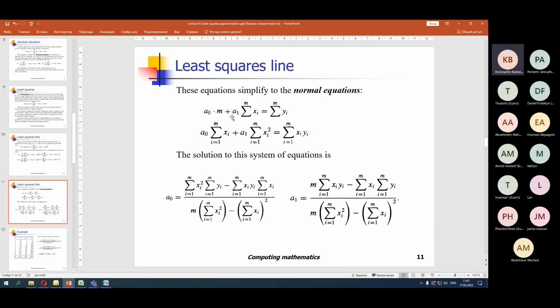times m plus a1 sum of xi equals sum of yi. This is the first equation, and the second equation is a0 sum of xi plus a1 sum of xi squared equals the sum of the products xi times yi.